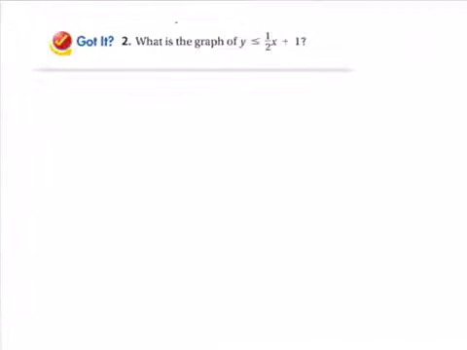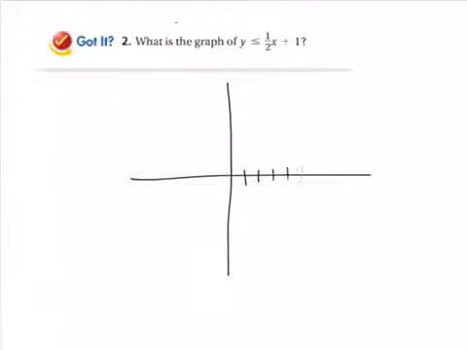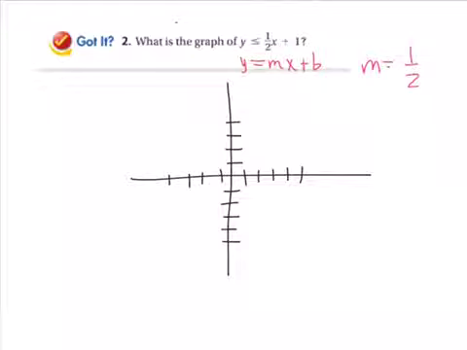Okay, so here with this got it number 2, we just have an opportunity to practice this again, graphing an inequality. So I will go ahead and begin with just drawing a basic coordinate plane because again, I'm just thinking about this like it's y equals mx plus b. And so when I think about it like that, I'm easily able to identify my slope is 1 over 2. There's my rise over run. My y-intercept is 1.